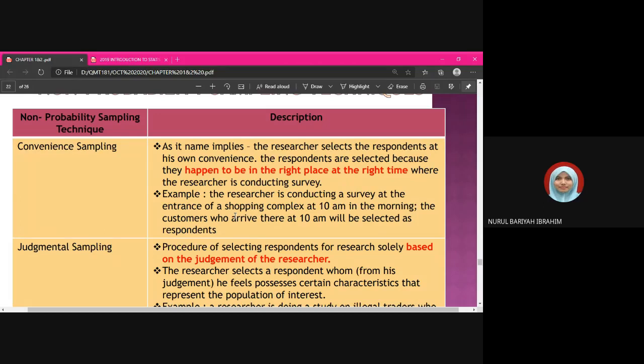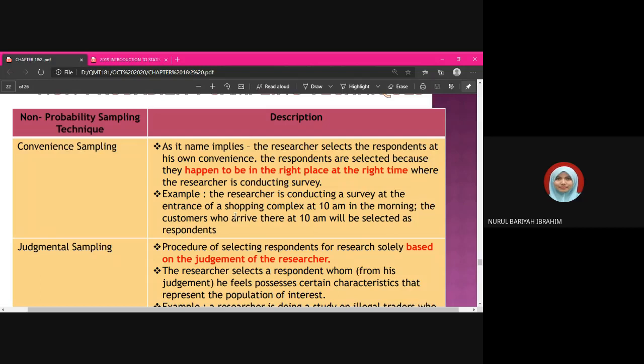Alright, so convenience sampling, what is that? That is the method where the researcher selects the respondent at his own convenience. The respondents are selected because they happen to be in the right place at the right time where the researcher is conducting the survey. Okay, boleh faham tak? Contohnya, the researcher is conducting a survey at the entrance of a shopping complex at 10 a.m. in the morning. So, the customer who arrived there at 10 a.m. will be selected as respondent.